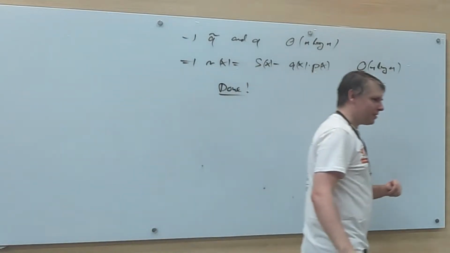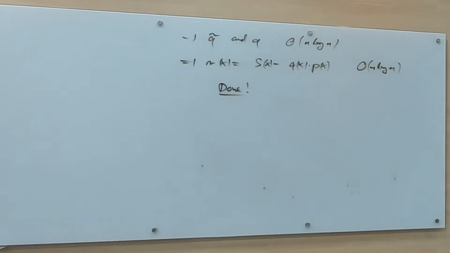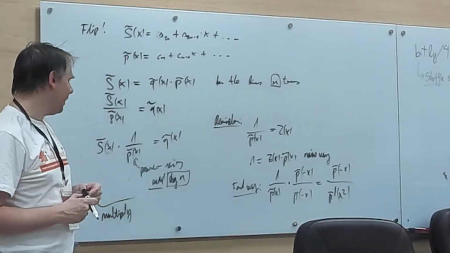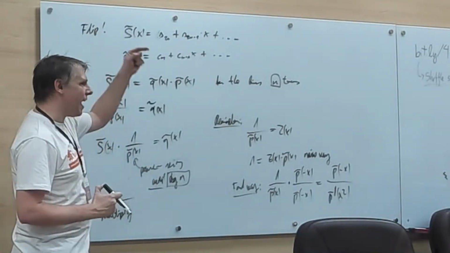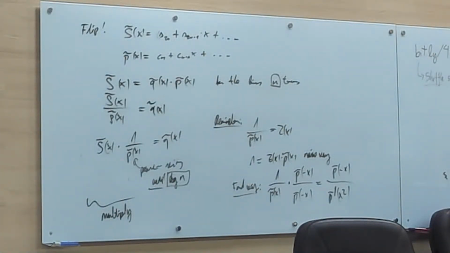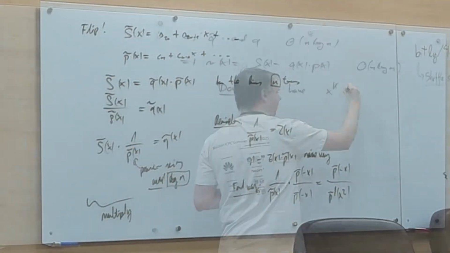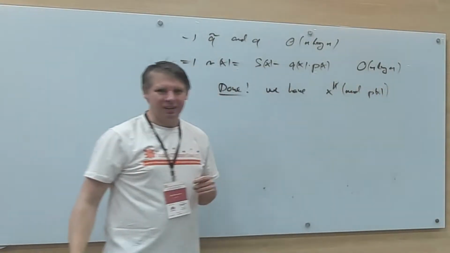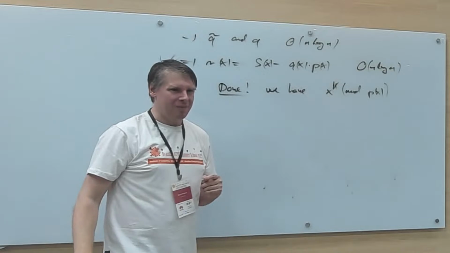Okay, so we are done with this part. Now we have a tool to calculate the high power of x modulo the characteristic polynomial. So we have x to the large power k modulo P(x).